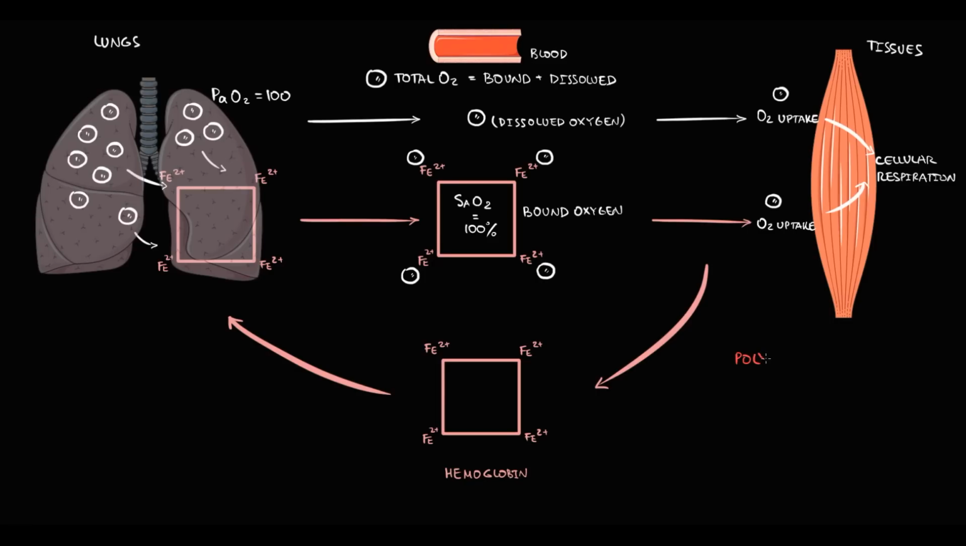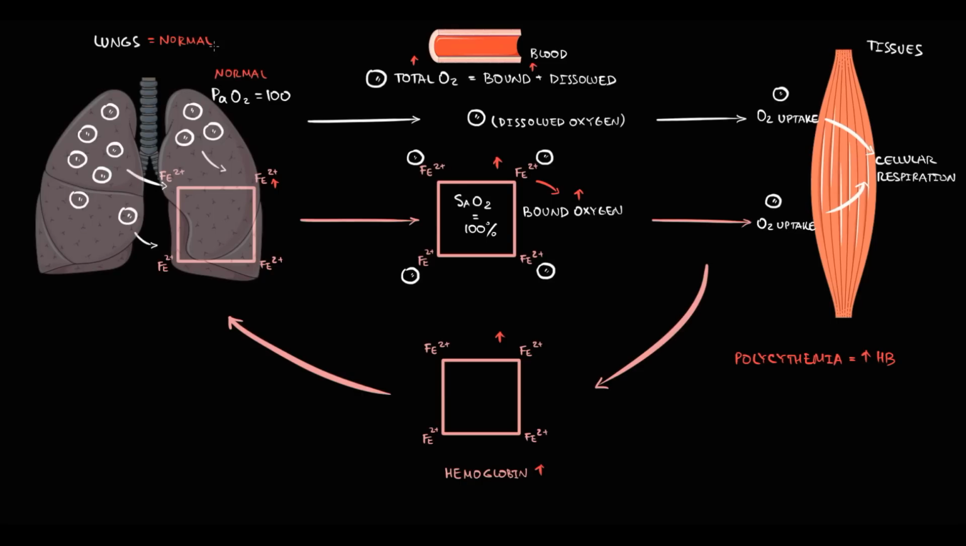In case of polycythemia, the concentration of hemoglobin increases. With an increase in hemoglobin, there are more hemoglobin molecules which can pick up oxygen in the lungs. As a result, the bound oxygen fraction increases, which leads to an increase in total oxygen. The lungs are unaffected here, which means that oxygen delivery remains normal, so partial pressure of oxygen is normal, and hemoglobin functionality is unaffected, so oxygen saturation remains normal.